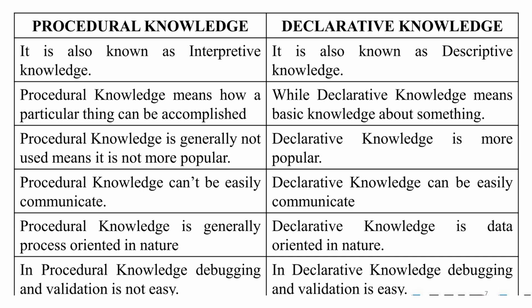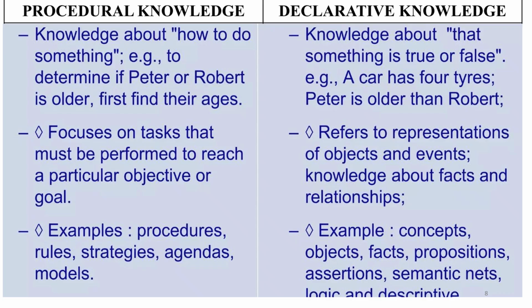Debugging and validation is not easy in procedural knowledge, but debugging and validation is very easy in declarative knowledge. So that is about it. Now the other thing, with examples. Procedural knowledge represents knowledge about how to do something. Example: to determine whether Peter or Robert is older, first find their ages. Declarative knowledge is about something being true or false. A car has 4 tires. Peter is older than Robert.